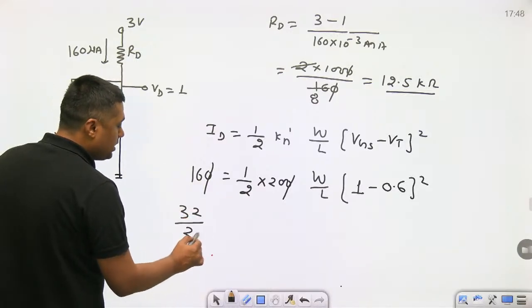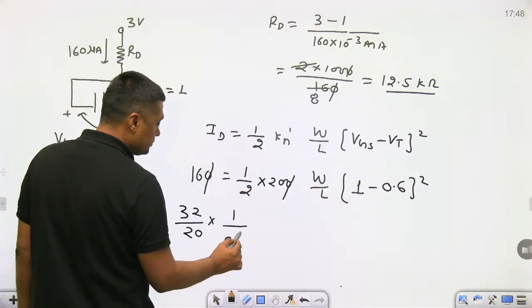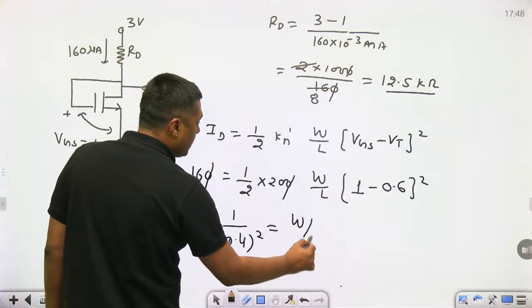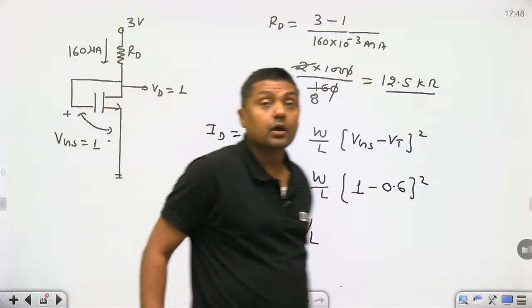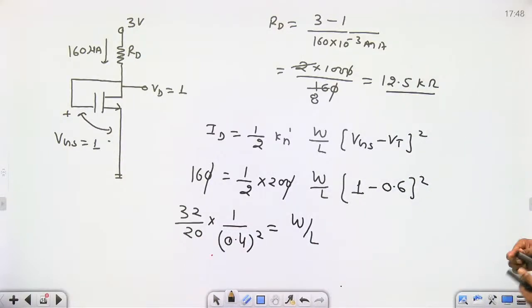32 divided by 20 into 1 divided by 0.4 square. That will give you the value of the W by L ratio. You can check and give me the answer. Everyone tell me what is the answer for this question. This type of question will change, but the formula will almost remain the same. That is not too tough.